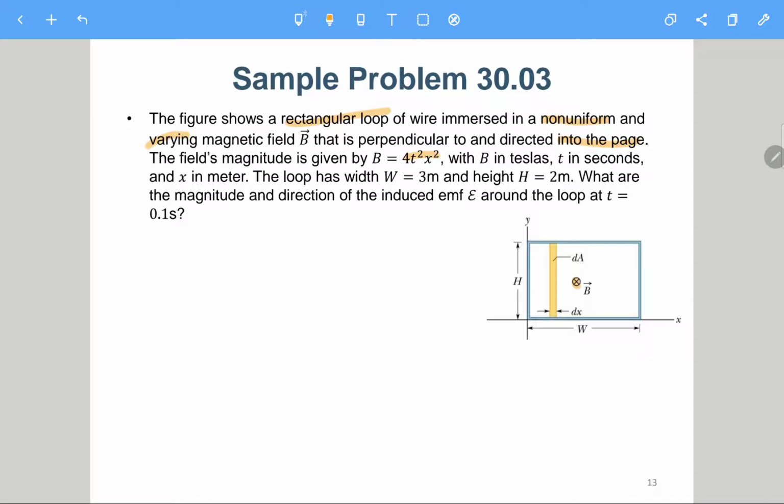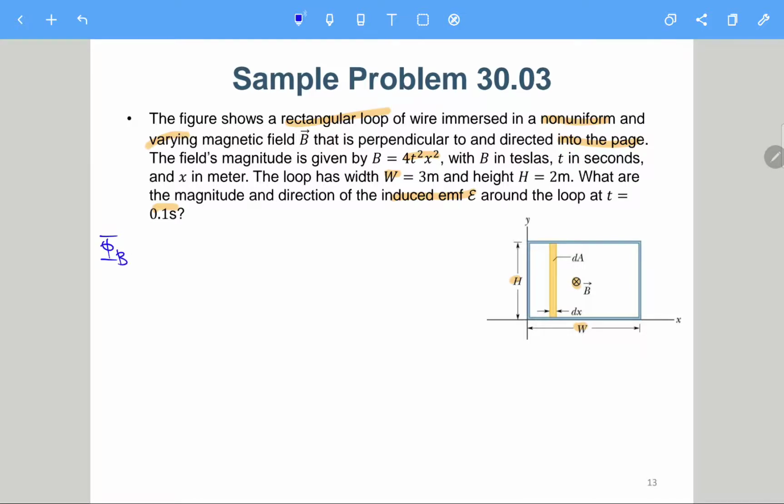So the loop has width w equals 3 meter. W is the width, h is the height. What are the magnitude and direction of the induced EMF around the loop at t equals 0.1 second? So first of all, we need to calculate the magnetic flux.